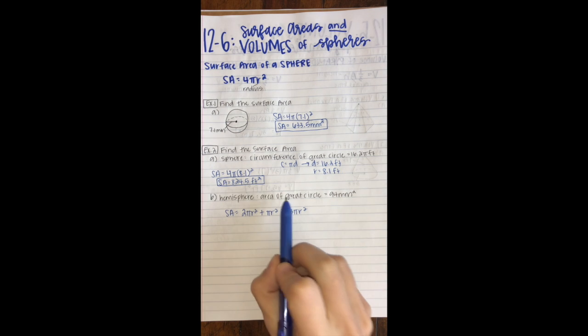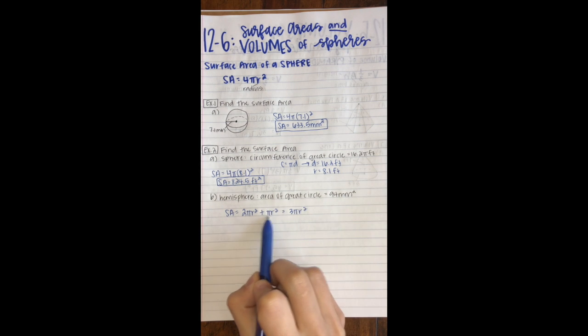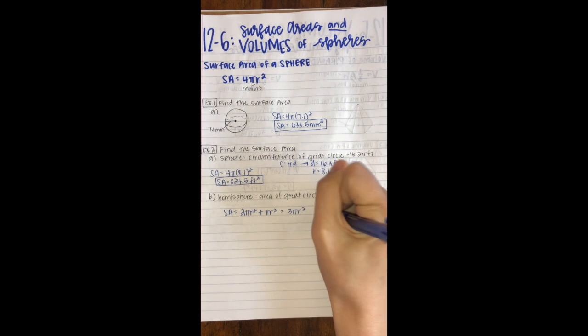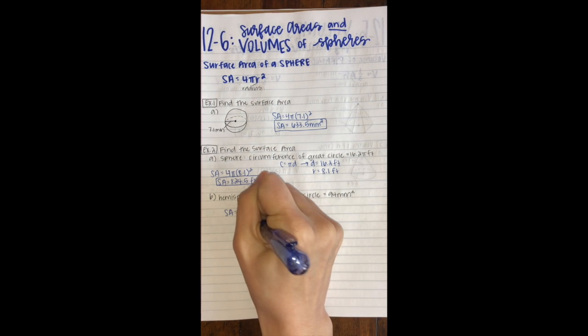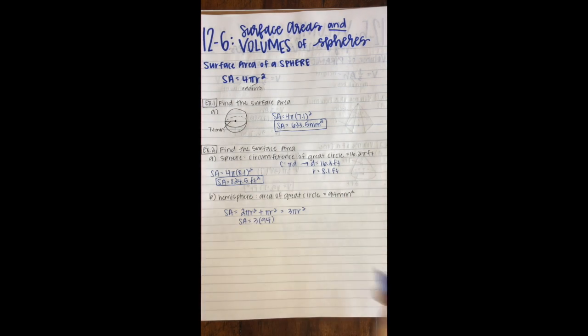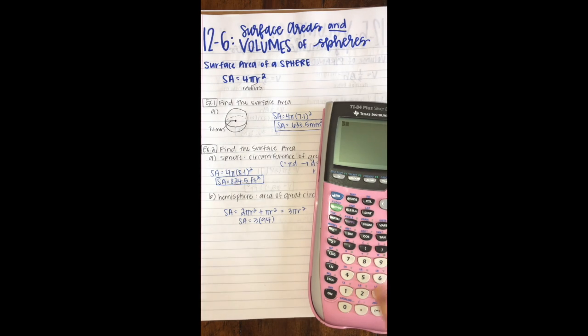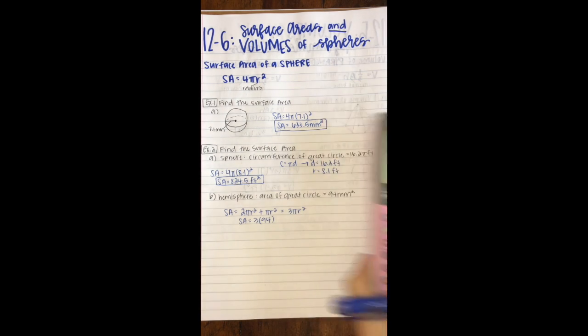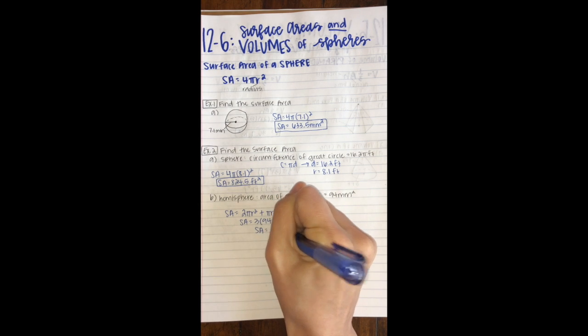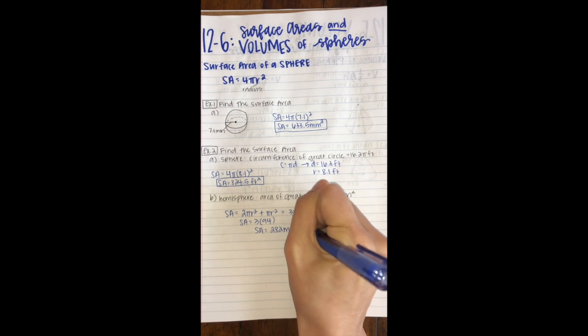So what we know is that one area, this pi r squared, is 94. I just need 3 of them. So to make life super easy on this problem, all I'm going to do is say 3 times my area, pi r squared, was 94. And I can do that in the calculator. 3 times 94 is 282. So surface area equals 282 millimeters squared.